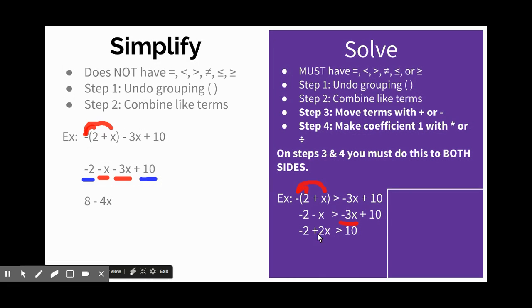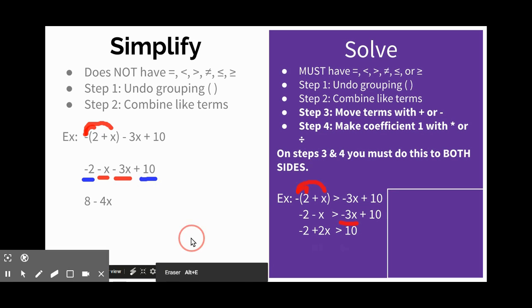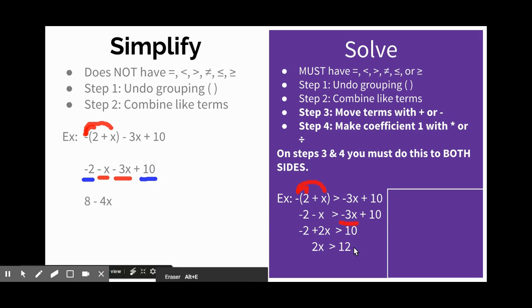All right, we still have a problem because we have x and a number over here. Those are not like terms. We need to get this number over to this side. To do that, we need to add 2 to both sides. So when we add 2 on the left, that'll cancel out the -2. So we just have 2x. And then hopefully we all know that 10 plus 2 is 12. There we go. 2x is greater than 12. We're almost at the end. So notice whenever we added and subtracted, we did it to both sides.